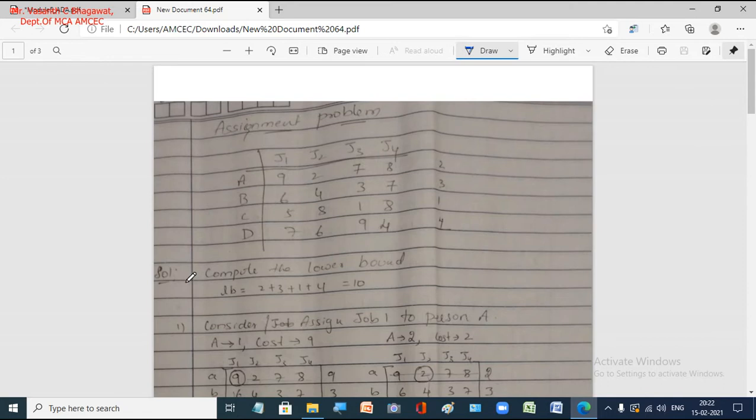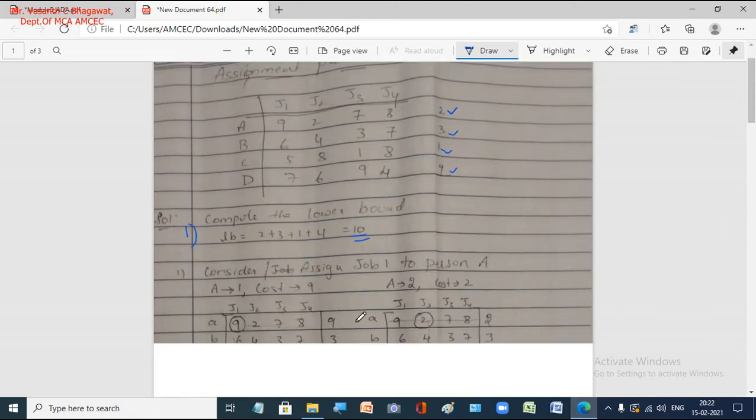Now the first step is to find the lower bound. Right now you have not assigned any job to any person, but we will find the initial lower bound because we have to start with the root node. So how do you find the initial lower bound? You take the first row, find the minimum value, and write it down. So 2 is the least cost in this row, in the second row 3 is the least cost, next 1 is the least cost, and in the last row 4 is the least cost. When you add all these, you get 10, right? So now our initial lower bound is 10.